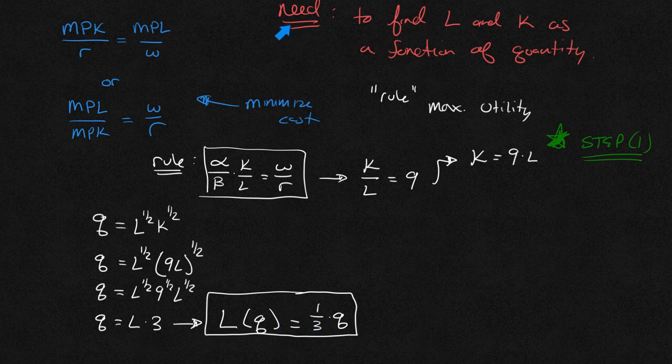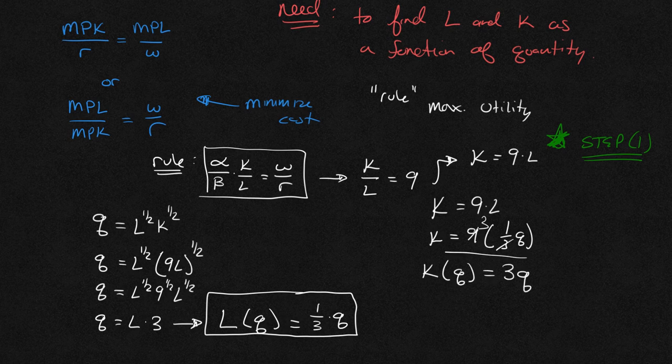So let's go up here. We need to find L and K as a function of quantity. We just did L. Now we just have to do K as a function of quantity. Well, what do I know? I know K is equal to 9 times L. Okay, well, if K is equal to 9 times L, and I know what L is, I'm just going to say that K is equal to 9 times 1/3 Q. Well, this 3 is going to cancel, get us to 3, so I'm going to know K as a function of Q is equal to 3Q.